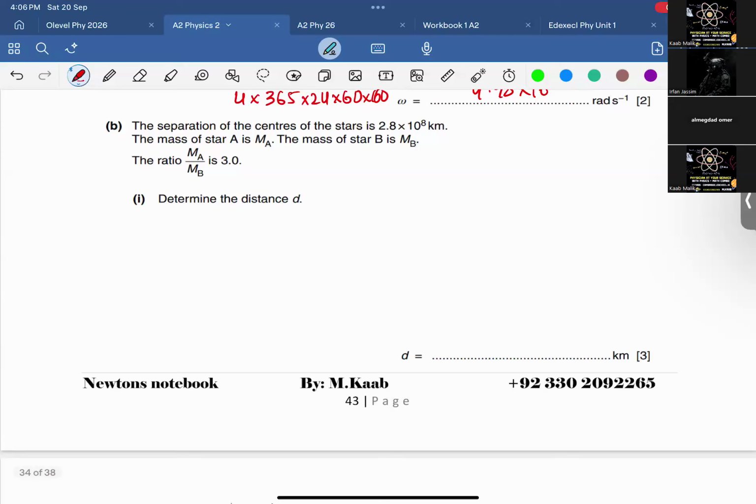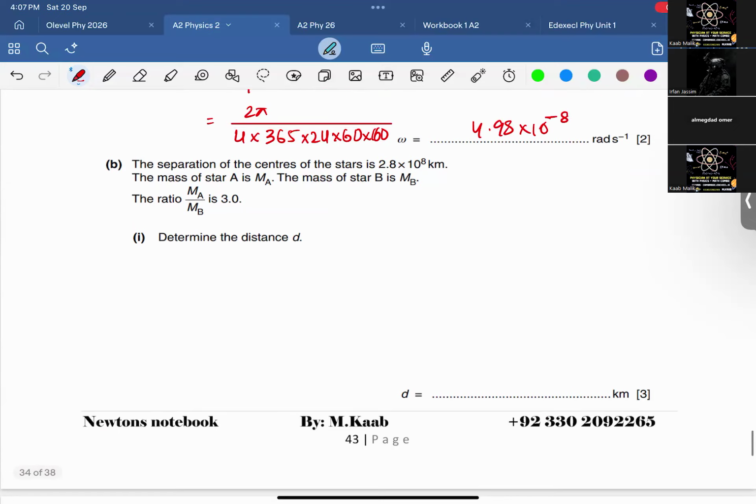The separation of the centers of the stars is 2.8 into 10 to the power 8 kilometers. The mass of star A is Ma. The mass of star B is Mb. The ratio Ma over Mb is equal to 3. Determine the distance d. So you first have to relate the two things.